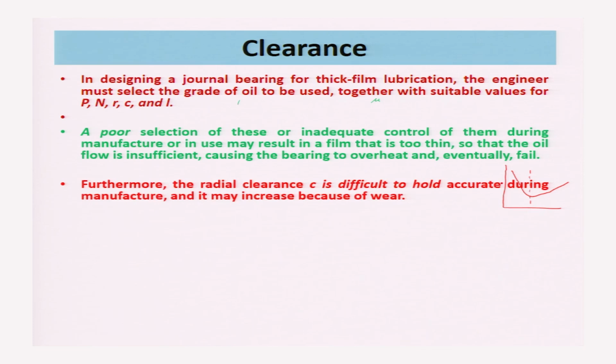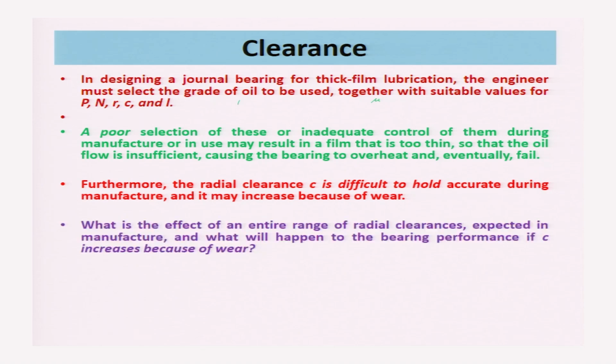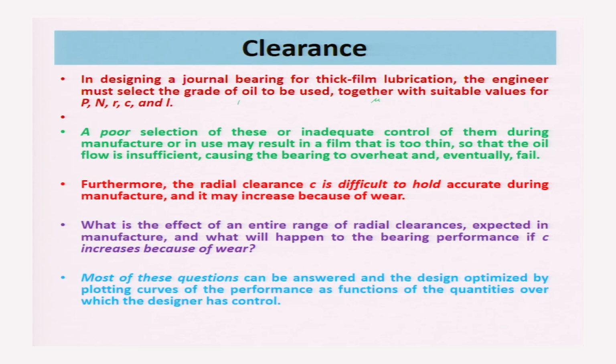Furthermore, the radial clearance C is difficult to hold accurate during manufacture, and it may increase because of wear. What is the effect of an entire range of radial clearances expected in manufacture, and what will happen to the bearing performance if C increases because of wear? Most of these questions can be answered and the design optimized by plotting curves of the performance as functions of the quantities over which the designer has control.